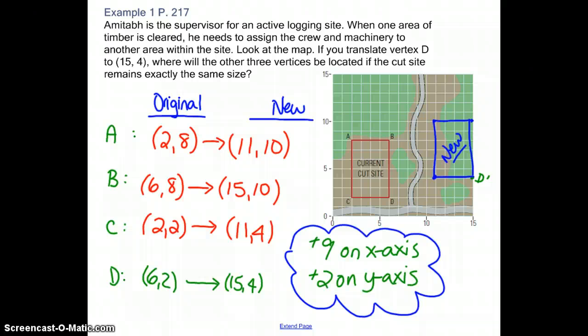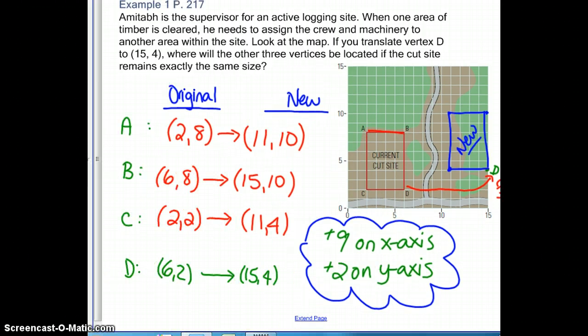Then let's look at example 1 on page 217. We have a supervisor for an active logging site, and the current site is shown here in red. He wants to move this to a new site, and all he knows is that vertex D should be moved to the point 15 and 4. So then we need to adjust the rest of the points accordingly.